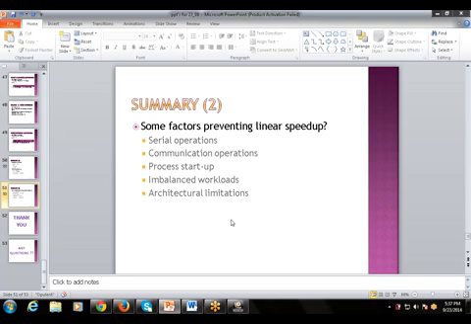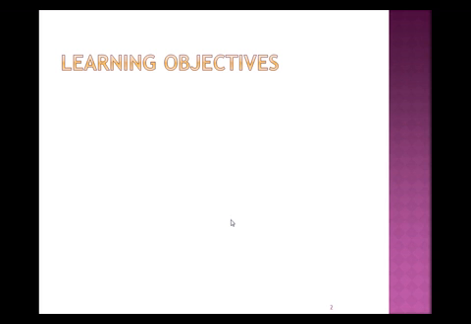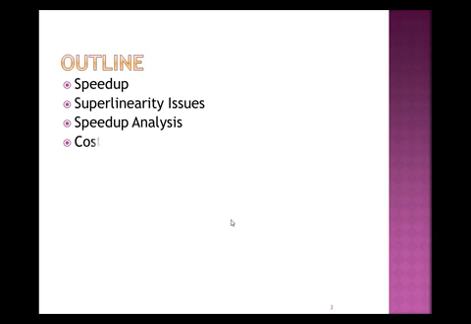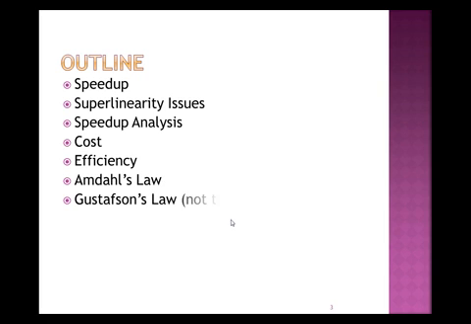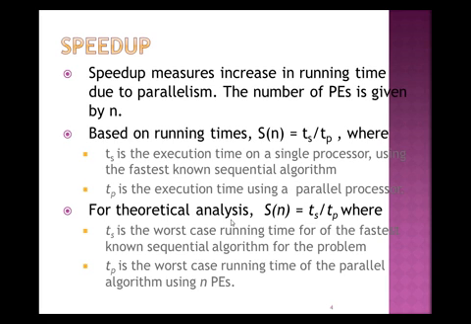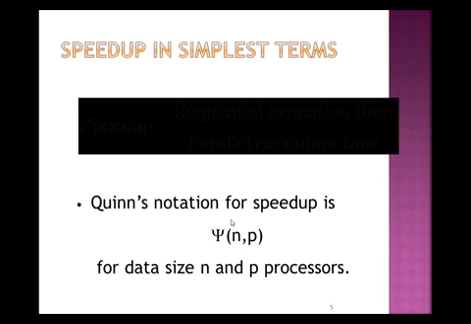Now, let's take a quick review of what we have covered in today's class. We have discussed the learning objective, that is, what are the uses of parallel programs, and what is the meaning of barriers to higher performance. Outline: speed up, superlinearity issues, speed up analysis, cost, efficiency, Amdahl's law, Gustafson's law, or Amdahl's effect. Then we discussed speed up, that is how speed up can increase the program performance or how speed up can increase the parallelism of the program.